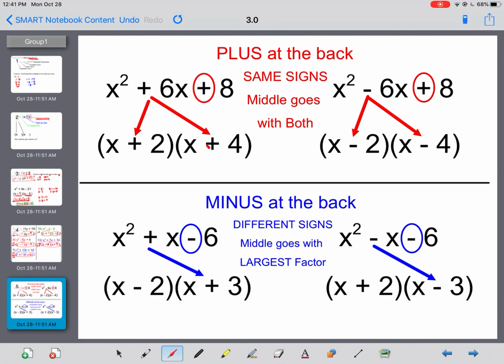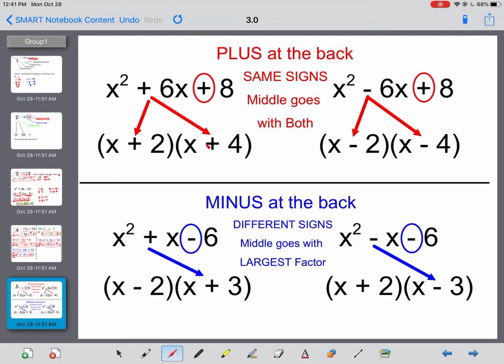Or x squared minus 6x plus 8, they're both going to get the same thing. They get the middle, which is a minus, so they both get a minus. It still makes it work. If there's a minus at the back, then they are different signs. And the middle sign goes with the largest factor. So I got a minus at the back here with x squared plus x minus 6. That means they're going to be different signs.